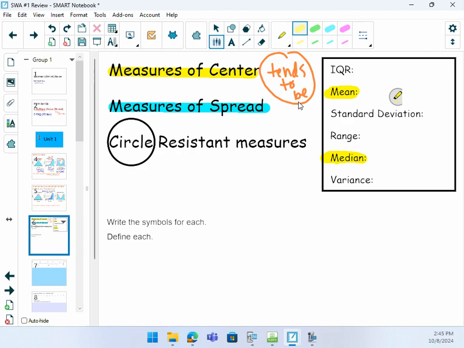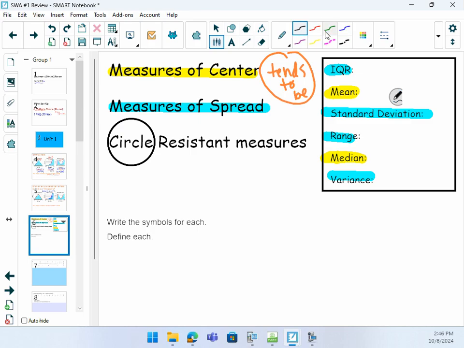Versus measures of spread tell you how far out things are. There are 4 measures of spread. You should be able to identify them all. The standard deviation and the variance, the range and the IQR. There is only one measurement of center that is resistant to skew and outliers, and there's only one measurement of spread that is resistant to skew and outliers. See if you can pick out which measurement does not change regardless of having skew present or outliers present.